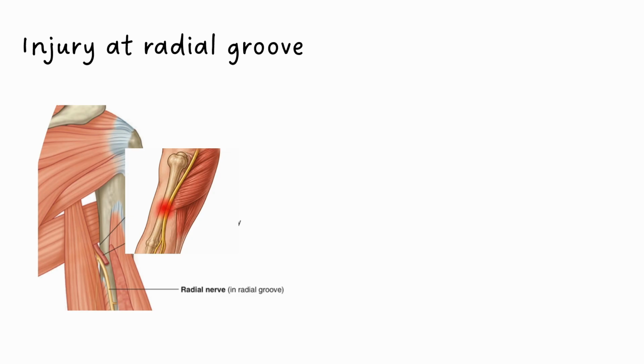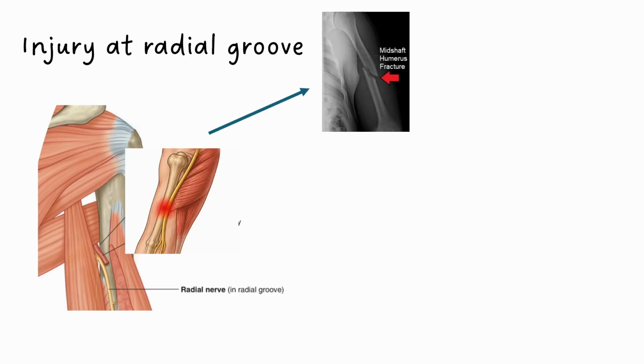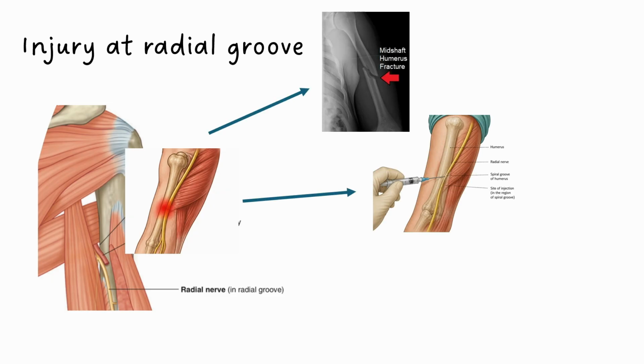Injury at the radial groove is the injury you will see most often in exams and real practice. A fracture of the shaft of the humerus, a faulty IM injection right at the spiral groove. Remember, that's exactly where the nerve winds around the humerus bone.